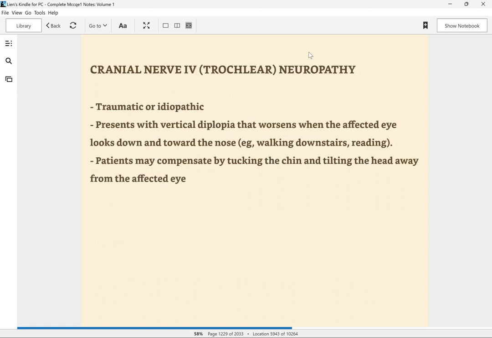Cranial nerve 4, trochlear, neuropathy, traumatic or idiopathic, presents with vertical diplopia that worsens when the affected eye looks down and toward the nose, e.g., walking downstairs, reading. Patients may compensate by tucking the chin and tilting the head away from the affected eye.